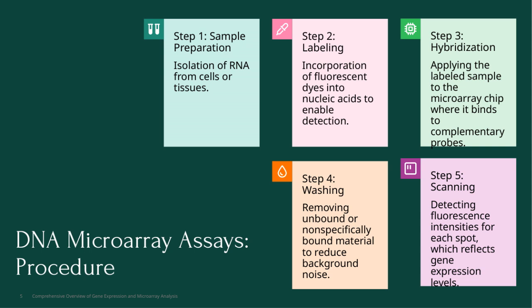Once hybridization is complete, the chip goes through a washing step to remove any unbound or loosely bound material. This is important to minimize background noise and ensure that our detection is as accurate as possible. Finally, we scan the chip to detect the fluorescent signals at each spot. The intensity of fluorescence at a particular spot corresponds to the level of expression of the gene represented by that probe, giving us a snapshot of gene activity in the sample.